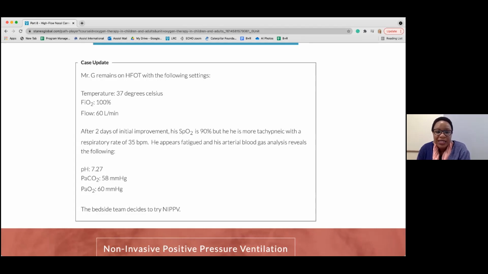He looks fatigued, and his arterial blood gas shows that the pH is 7.27, the partial pressure of carbon dioxide is 58, and the partial pressure of oxygen is 60. At the bedside, the doctors attending to him, because they're very good doctors, are concerned that he's not doing well. So now the team is thinking, should we escalate his therapy? Should we move on to non-invasive positive pressure ventilation? That is where we are with Mr. G.